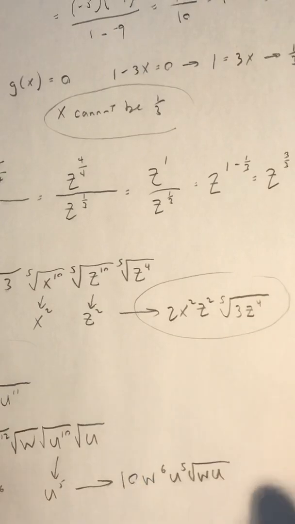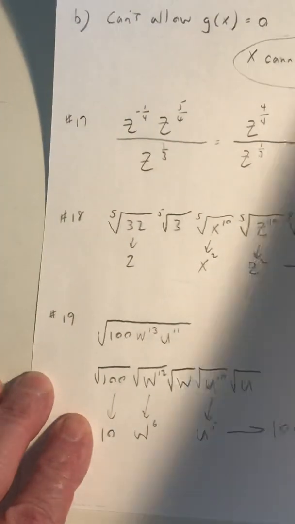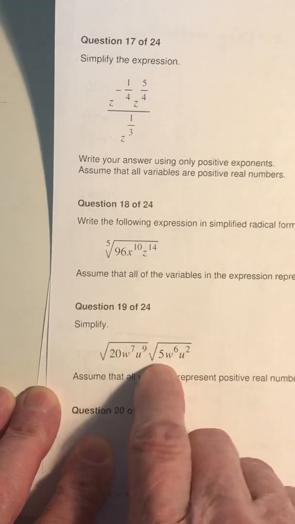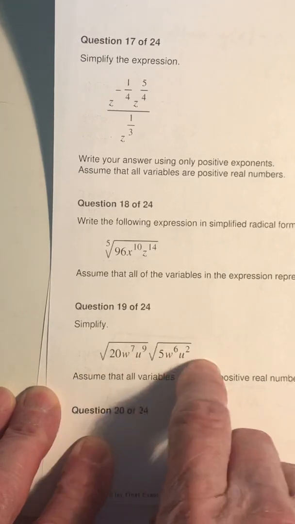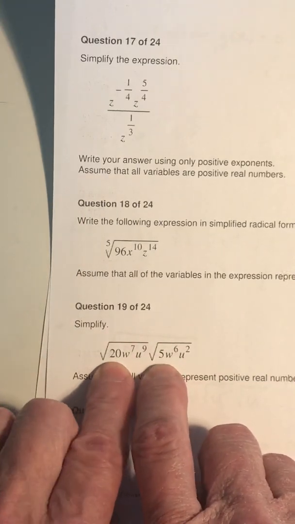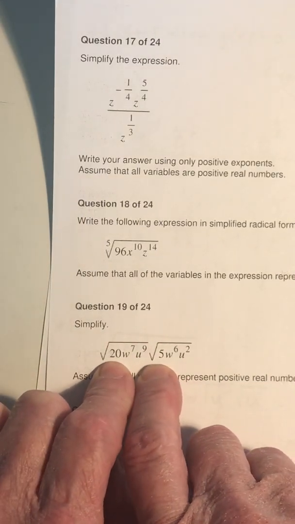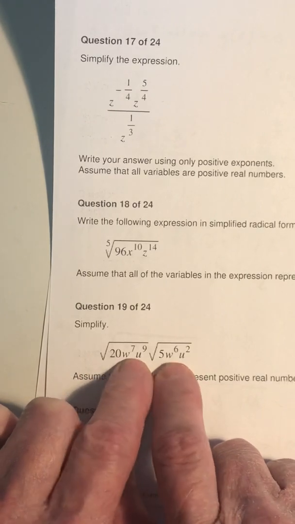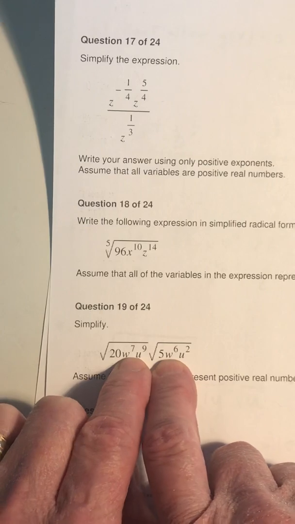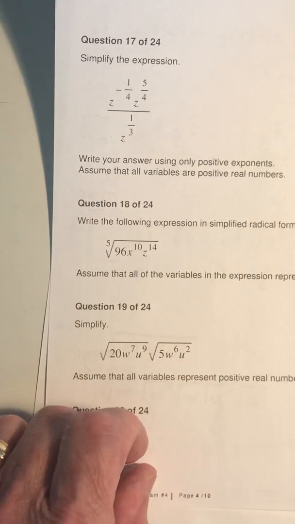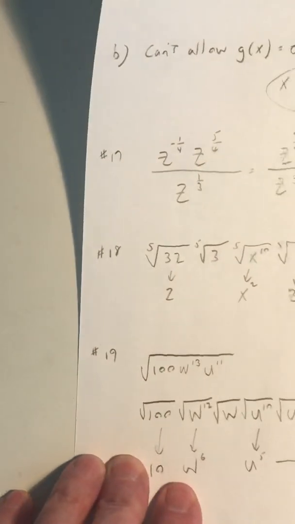That brings us down to question 19. You could simplify this by itself and simplify this by itself and make a big mishmash, but since it's just a square root, if you try multiplying these together, right away you notice you get a 100, which is a perfect square, so that's handy. Multiply the w's together, you get w to the 13 and u to the 11. Well, here's what that looks like.